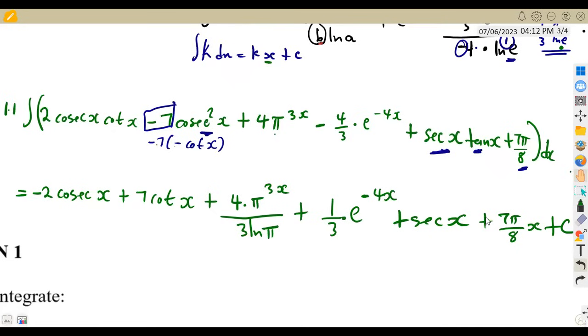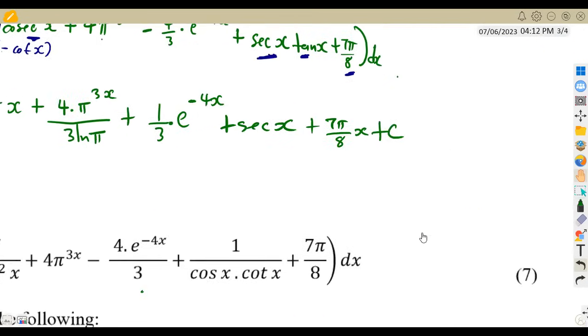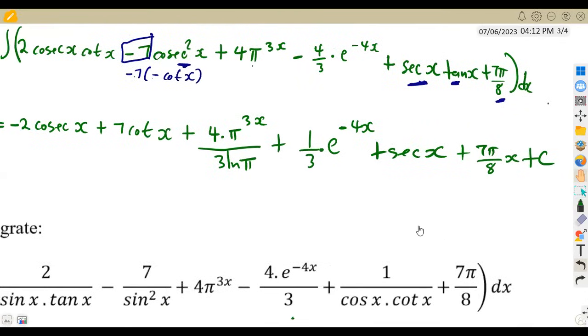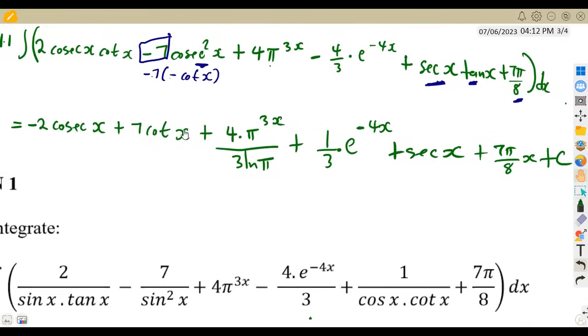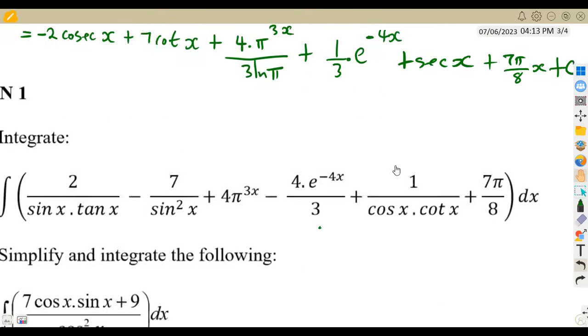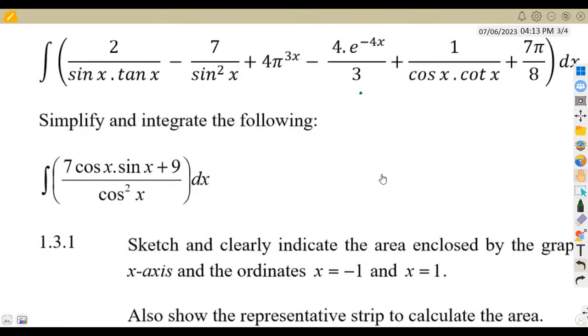As you can see, this question was 7 marks, meaning each part is given a mark. This is 1, 2, 3, 4, 5, 6, 7. Each part is given 1, 1, 1, 1, 1. So for this simplification, they expect you to know it directly. Just play around with your trig and your exponents and so forth, so that you can integrate directly. All right, let us move on to this part.